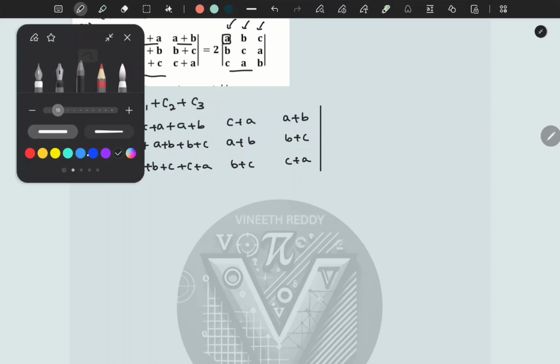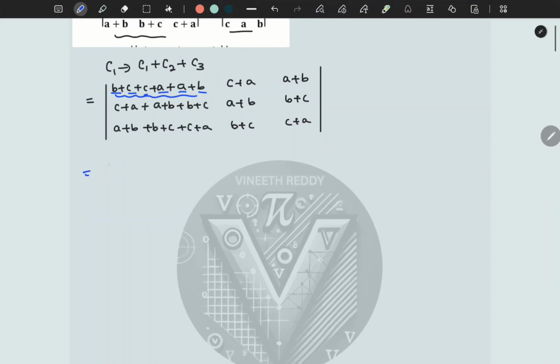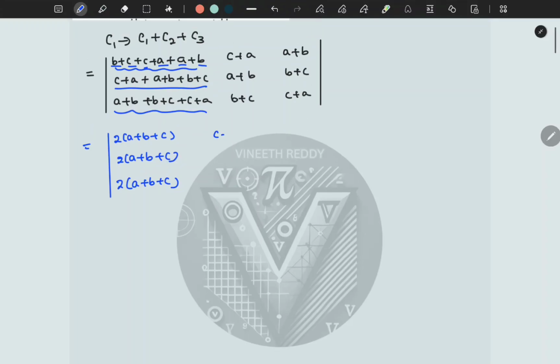Now, see, here we have two B's, we have two A's, and we have two C's. Can we write this as twice of A plus B plus C? And similarly with this also, can we write twice of A plus B plus C? You can verify it yourself. We have two A's, two B's, two C's. So obviously in the third row also we can write this as 2 times A plus B plus C. Then let me write C plus A here, A plus B here, B plus C here, and A plus B here, B plus C here, C plus A here.